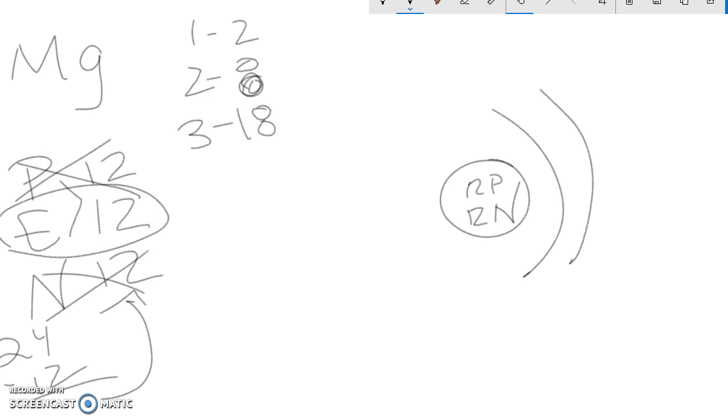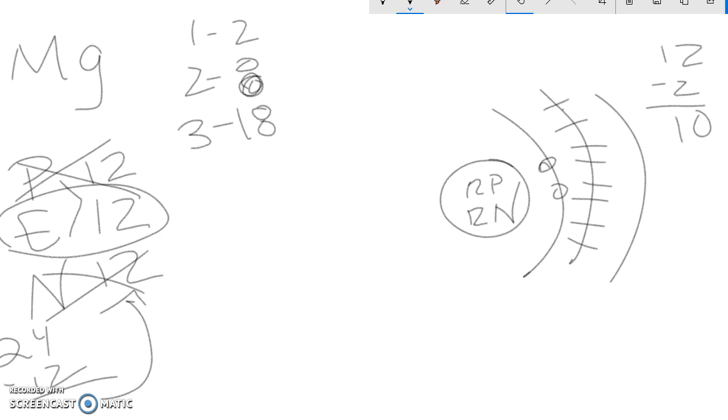So you have 2 in the first, because I have 12 here, which gives you 10. Sorry about the noise, my guys are being loud. I can fit 8 in the second, so subtract 8, and you have 2 left. So that gives you 2, and then that's finished.